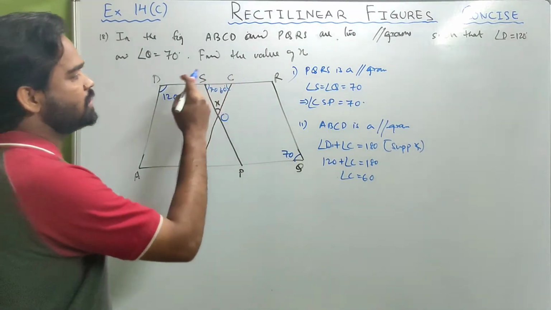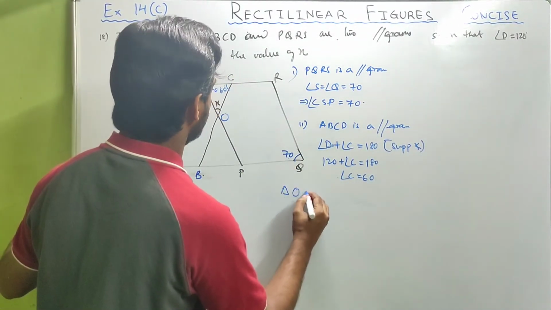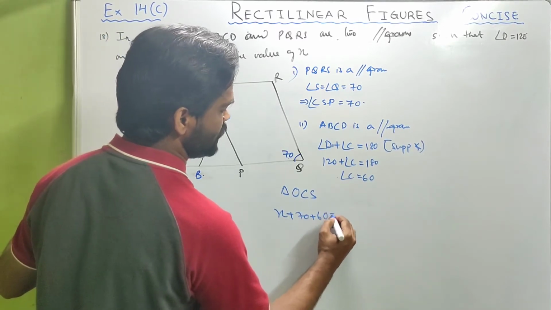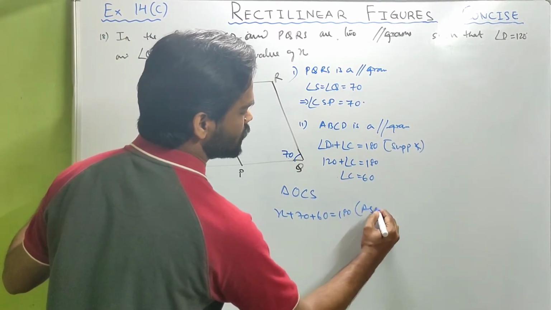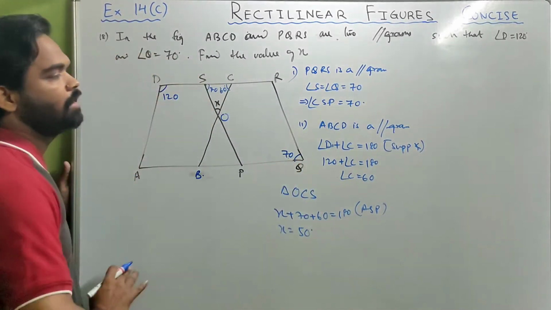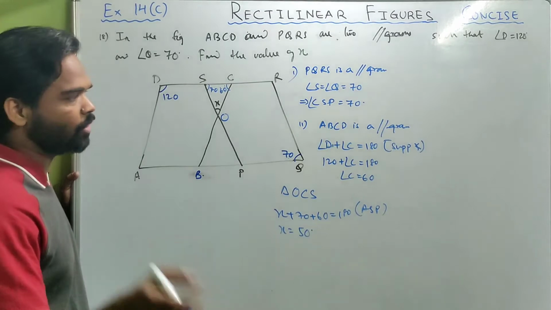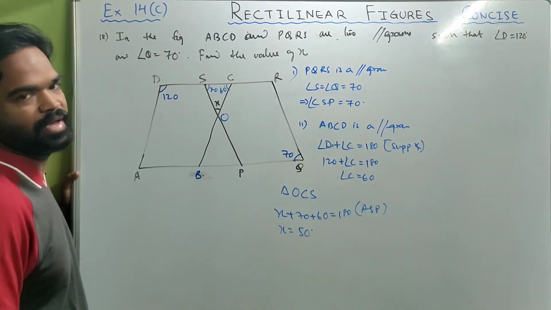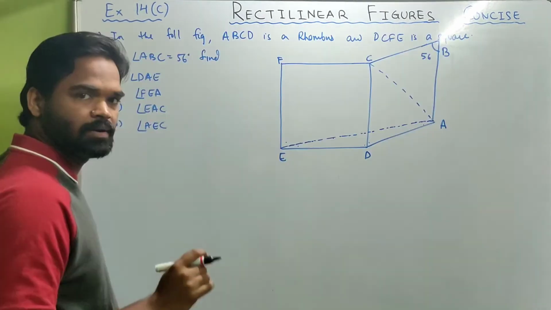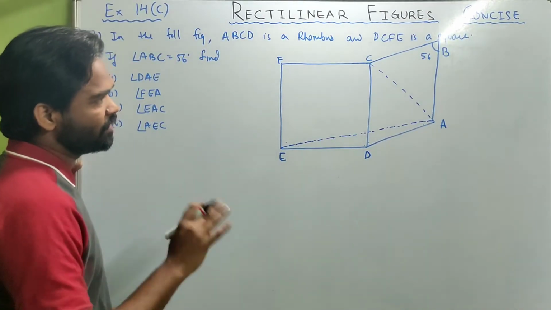Now look at triangle OCS. X plus 70 plus 60 will be equal to 180, angle sum property, which means X equals how much? 50 degrees. Done. Pretty simple. Just use the property of parallelogram and this sum will be done. Okay, now let us look at the next sum. Sum number 19. Very interesting.